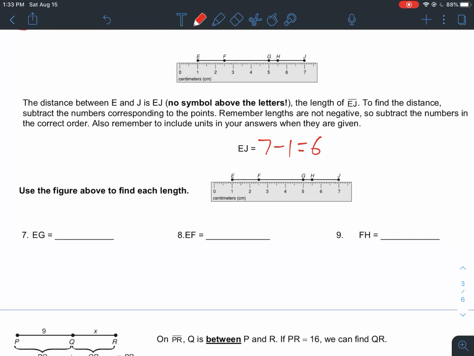For number 7, you should be doing 5 minus 1, which is 4. For number 8, you should be doing 2.5 minus 1, which is 1.5. And for number 9, you should be doing 5.5 minus 2.5, which is 3. And notice on all those, we don't have segment hats on them because they're representing numbers.